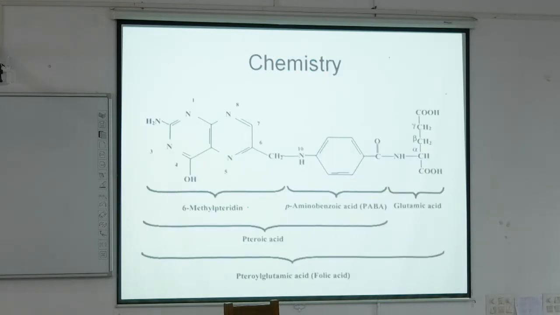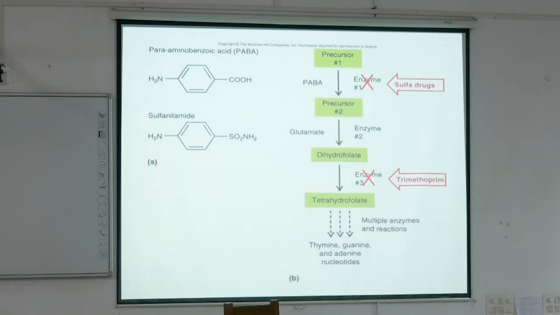Now these are the 3 parts of the folic acid group. This is pteridine ring, this is para-aminobenzoic acid, and this is glutamic acid residue, joined by amide linkage. Now they exist in different coenzyme forms. The major coenzyme form is tetrahydrofolic acid. See, sulfur drugs block here.